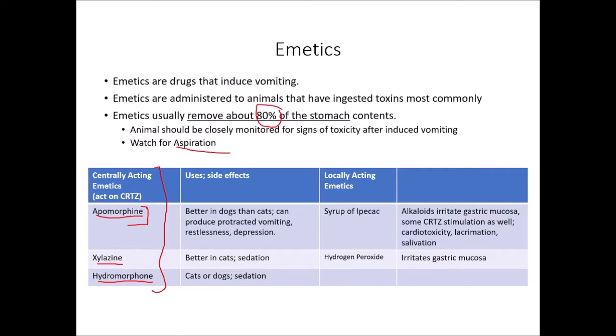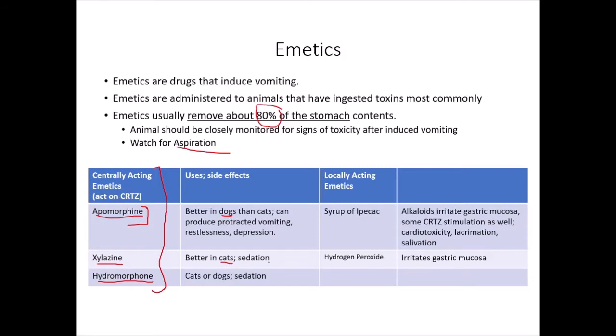With cats, they do better with xylazine. Hydromorphone can be either dogs or cats. Both of these cause sedation. These are centrally acting. Locally acting would be syrup of ipecac and hydrogen peroxide.